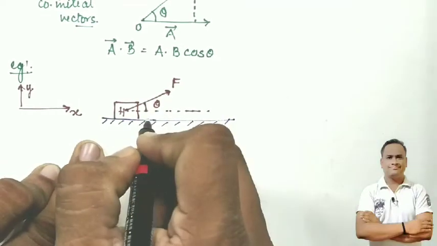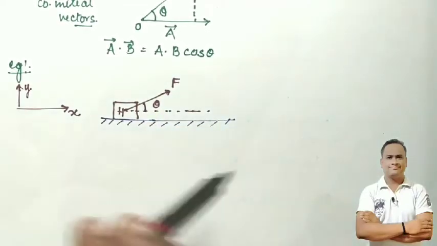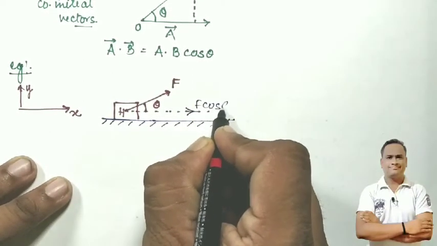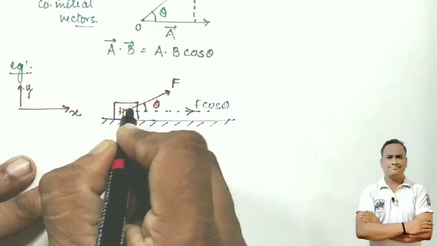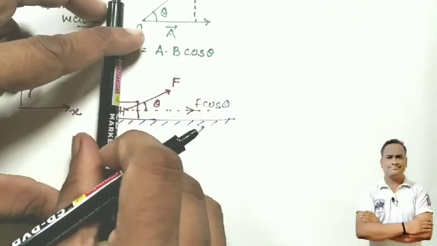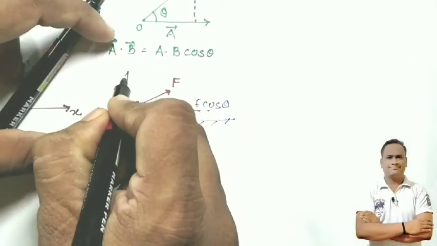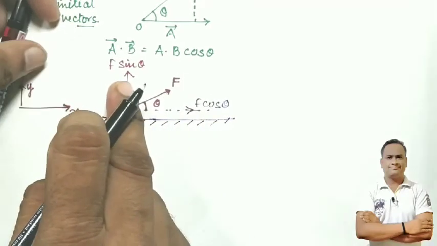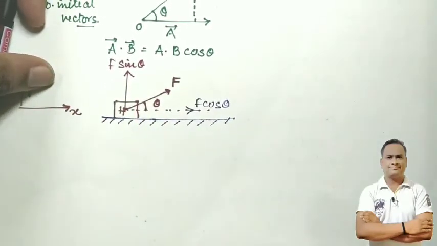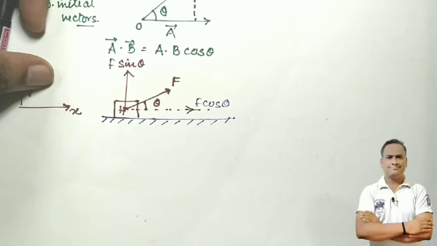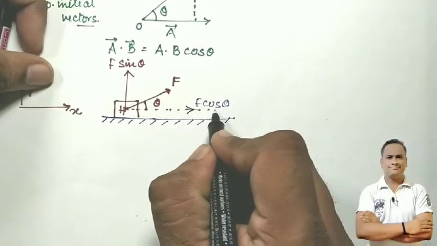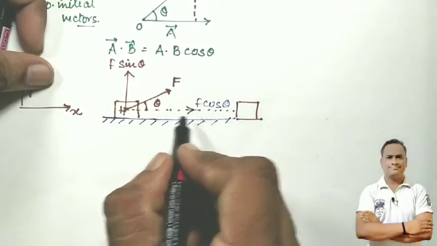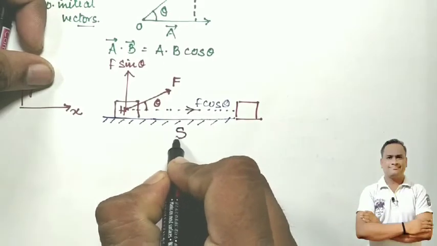If we resolve it into its two components, along the horizontal it will be F cos theta. Here no angle is made, so we can write this as F sin theta. This is the vertical component; always take the vertical component as sin theta, and the horizontal component always as cos theta. Now with the application of the force, the block reaches here. The force applied is F, and the displacement carried out is S.